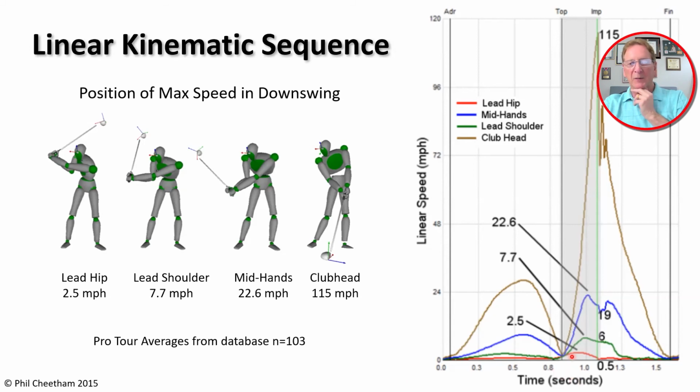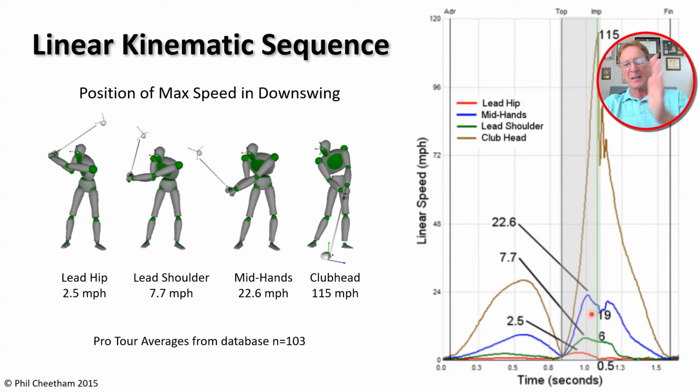Now, if you look at the curve, you can see similar to what was happening in the angular speed, that the linear speed accelerates and decelerates. The red one is the lead hip, and the green one is the lead shoulder. It increases and decreases similarly, and it peaks out slightly later, as we would expect in a kinematic sequence. And then the blue one is the mid-hands, and it peaks out third of the three.